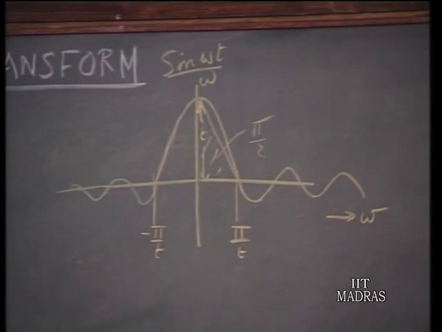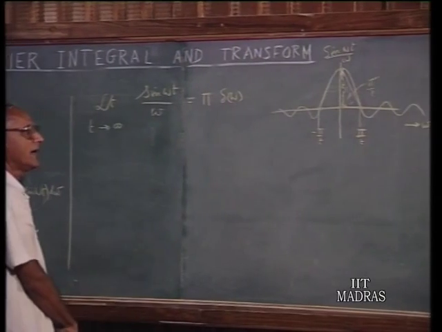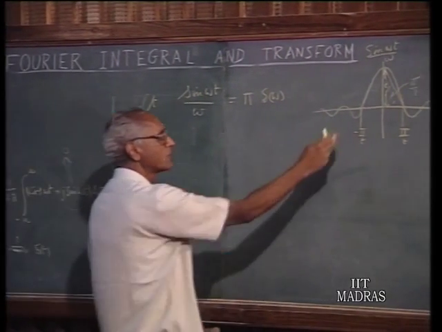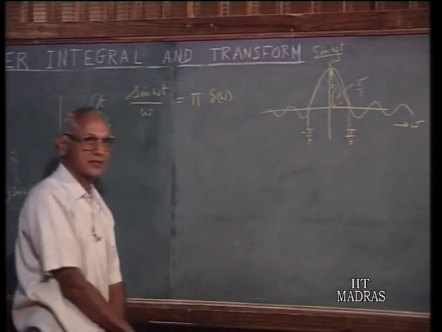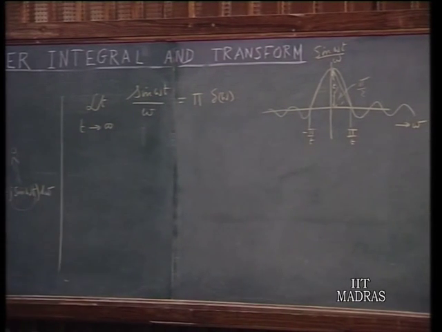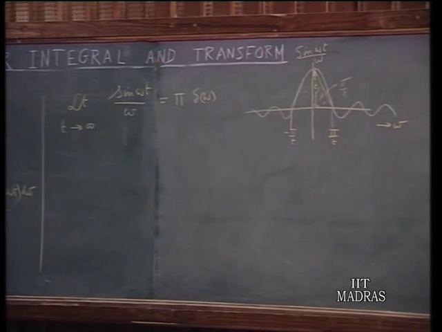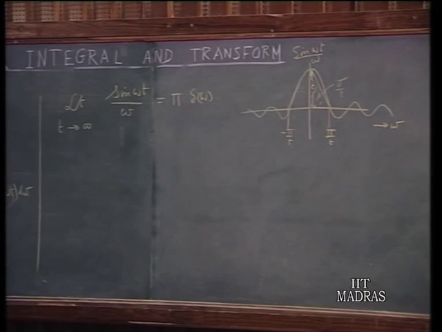That is essentially the character of an impulse. And since the area under the curve is pi, then it is an impulse of value pi, and the impulse is situated at omega equals 0, because that is where you have a spike. So we can justify in this fashion that sin omega t by omega as t goes to infinity tends to the limit pi delta omega.